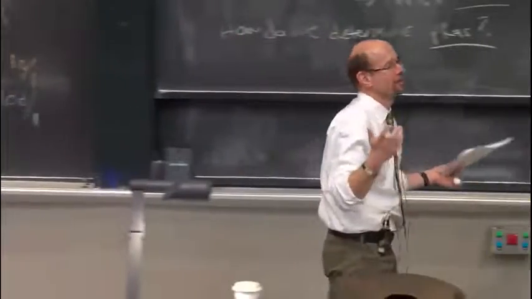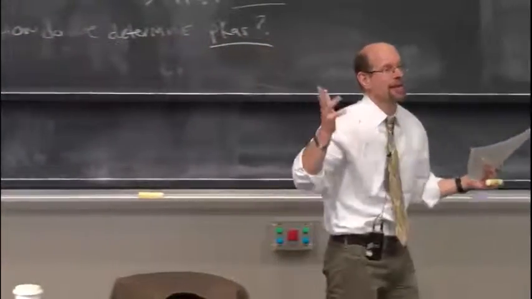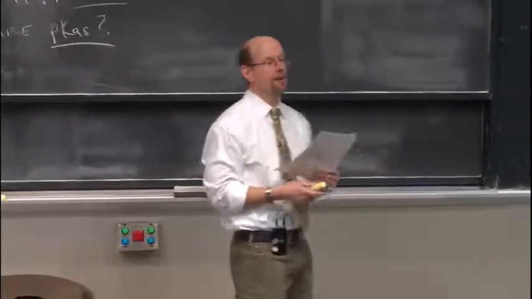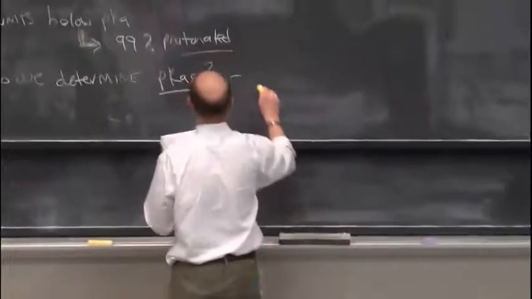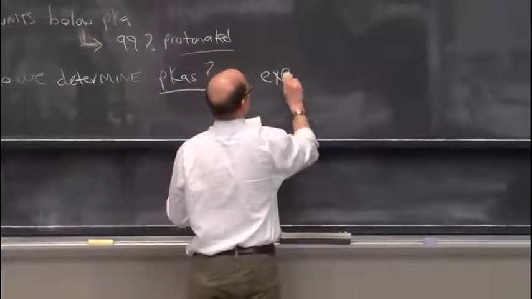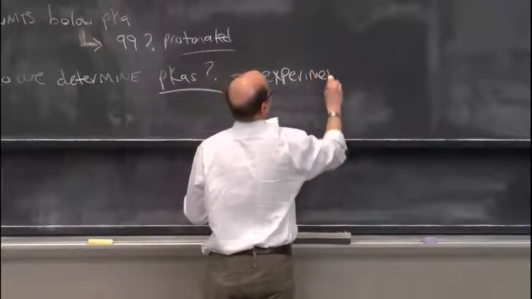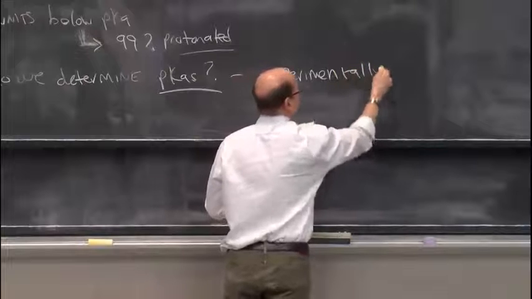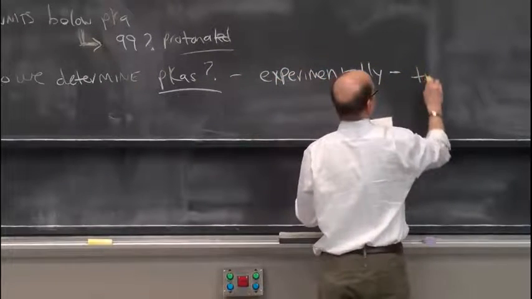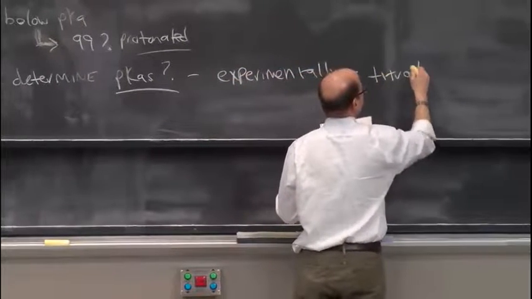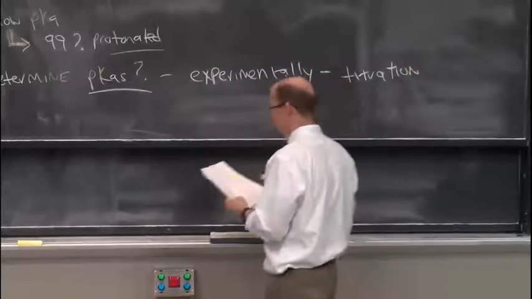I know, it's the modern world. You can look everything up on the internet and find it. But where do those numbers come from? The way that they're determined experimentally is by a procedure known as titration that you probably all did in high school chemistry.